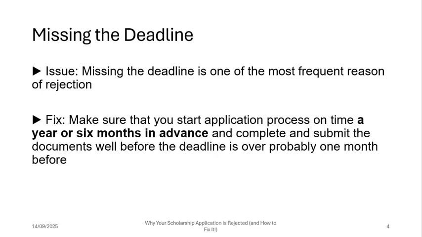Next reason is that you miss the deadline. The deadlines are very important for international scholarships, and the scholarship giving agencies are very strict in following the deadline. So what you need to do is start the scholarship application preparation process at least 6 months in advance, or preferably 1 year in advance. So before the deadline, you are able to apply.